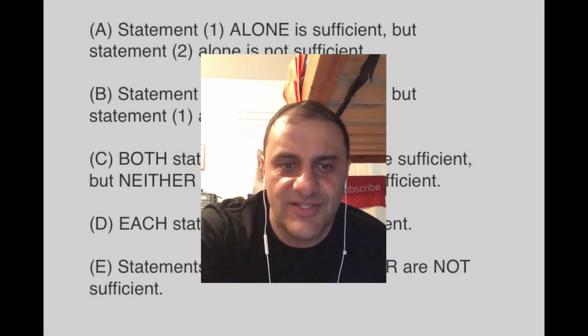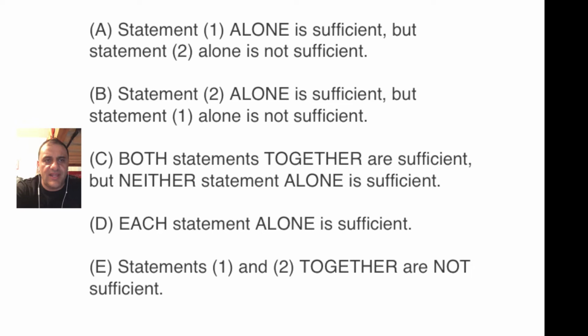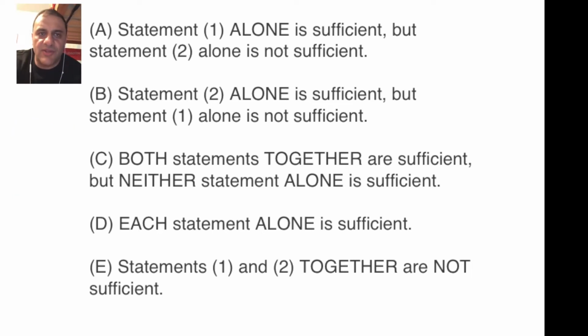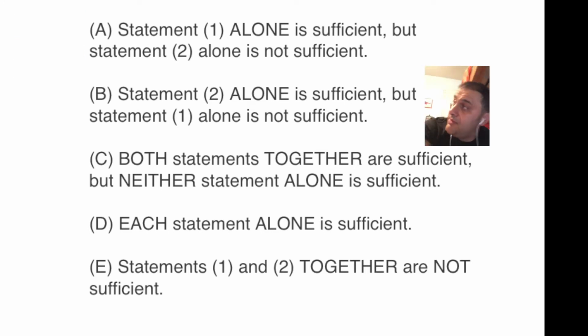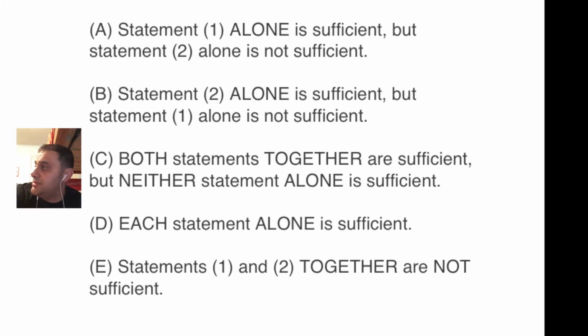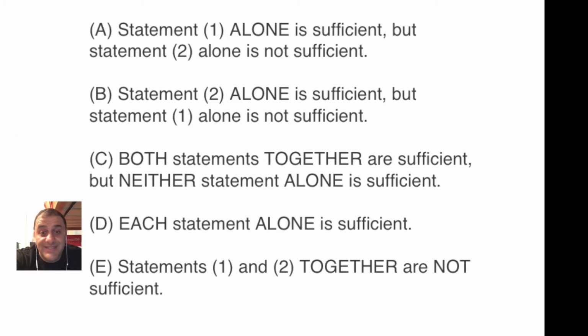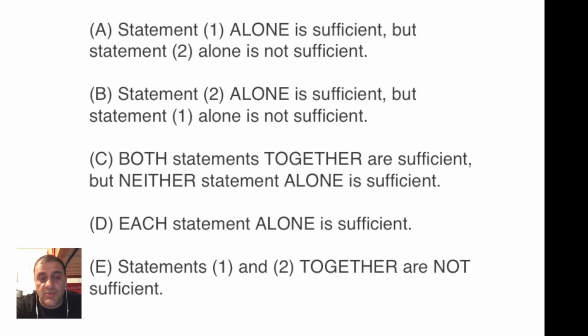Anyway, let's do it. So in data sufficiency, they're always set up the same way. A will be the correct answer if statement 1 alone is sufficient, but statement 2 alone is not sufficient. And B, statement 2 alone is sufficient, but statement 1 alone is not sufficient. And C, both statements together are sufficient, but neither statement alone is sufficient. D, each statement alone is sufficient. And E, statements 1 and 2 together are not sufficient, meaning we have no idea.